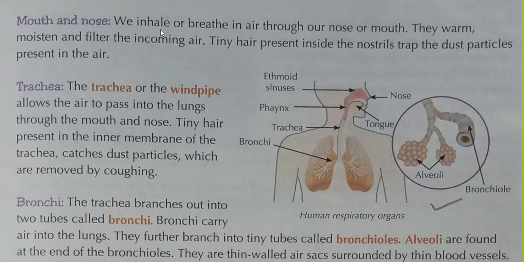As you can see in the picture, it's a beautiful diagram of the human respiratory organs, where you can see bronchi, trachea, pharynx, sinuses, ethmoid, nose, tongue, alveoli, bronchi. So let us start from mouth and nose.